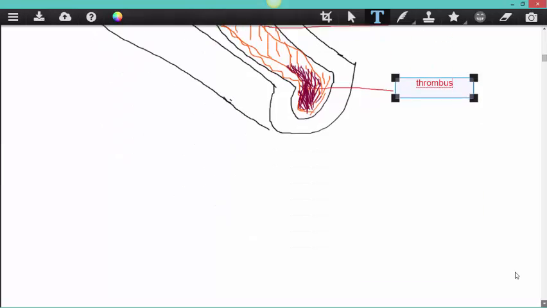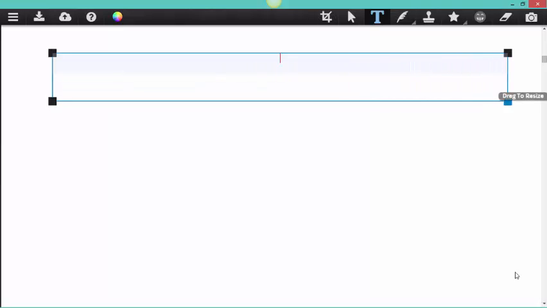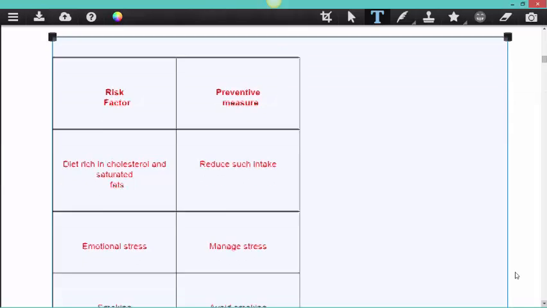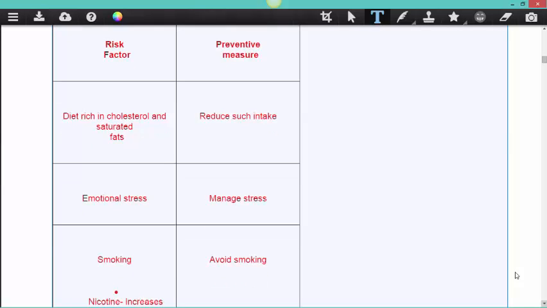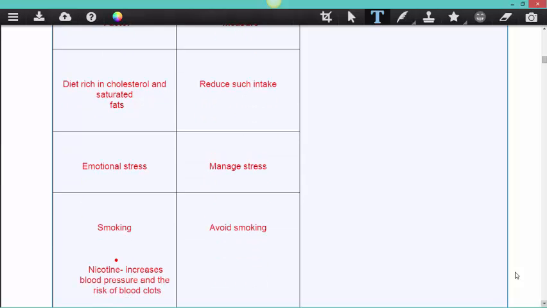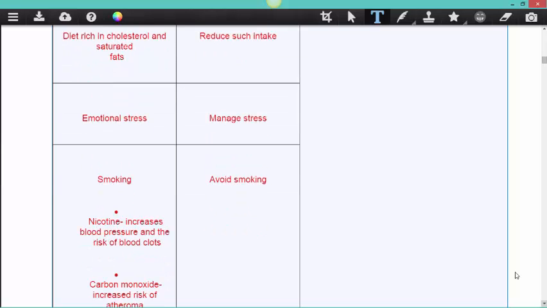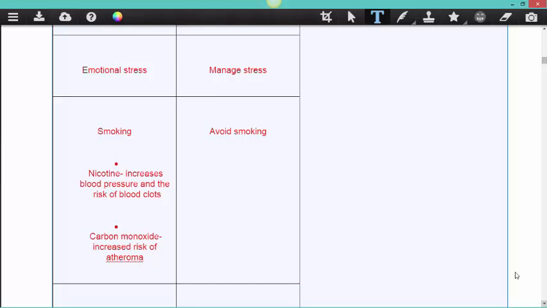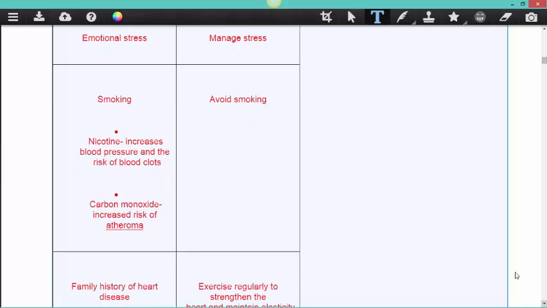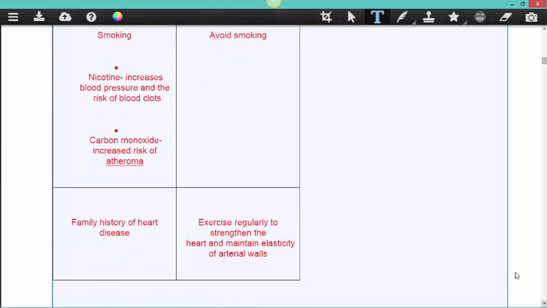There's one more thing you need to know about coronary heart disease: how it's caused, the risk factors. The risk factors are a diet rich in cholesterol, which can be prevented by reducing the intake. Another risk, emotional stress. You can do stress management like yoga and breathing exercises. Smoking is a very big cause of heart disease. And another thing is a history of heart disease. But usually you can prevent getting heart disease, even if you have a history, by exercising regularly and maintaining your health well. So, that's all about coronary heart disease.